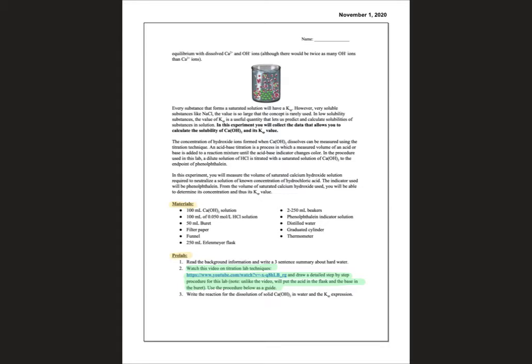And then for your pre-lab, you're going to write a 3-sentence summary for number 1 about hard water. You're going to watch a second video about the techniques for setting up a titration. It does say I need to see these steps in your procedure, so you don't actually need to do anything right here for pre-lab question number 2, but I should see it reflected in your procedure that you're adding in these steps about how to rinse and set up your burette. And then there's a question about writing the reaction and the KSP expression for calcium hydroxide.